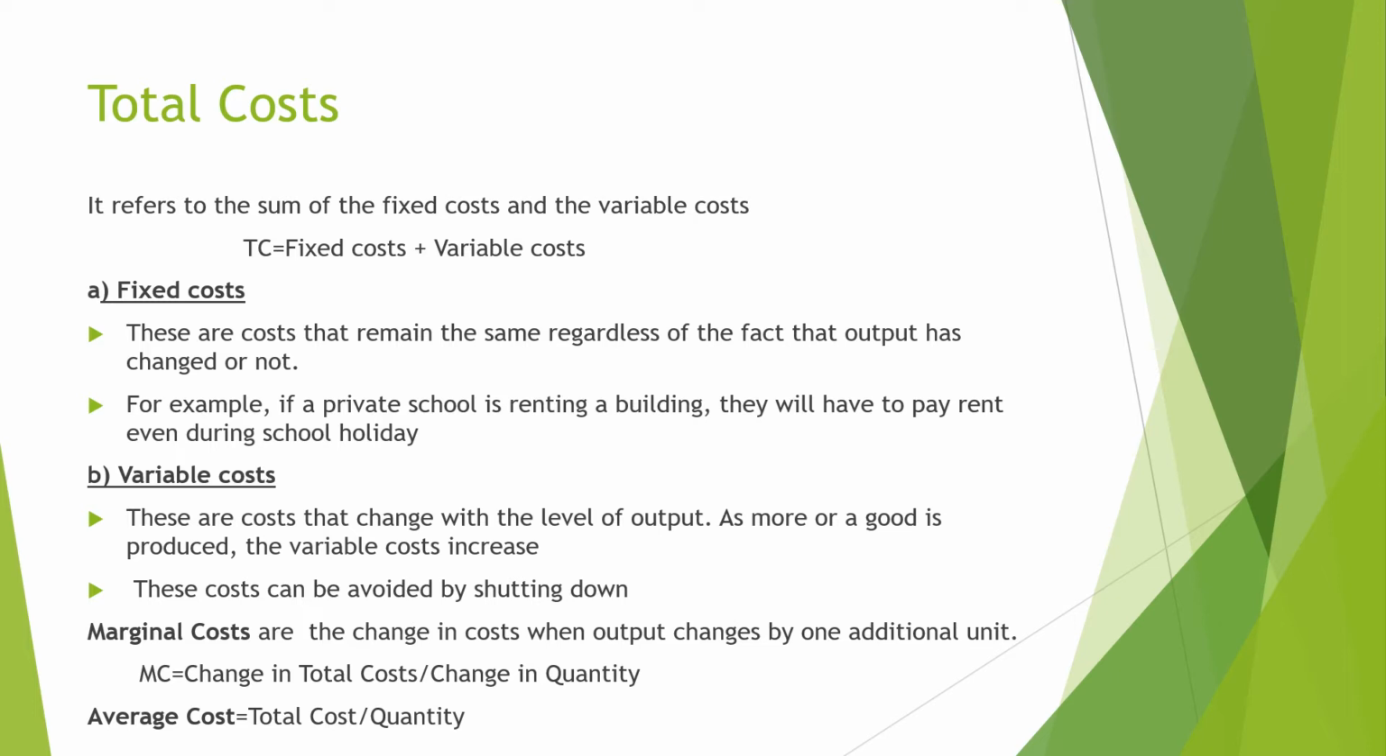Then we have marginal cost. Whenever we are talking about marginal in economics, we are referring to an additional. So if it's marginal cost, it means that it is an additional cost which is incurred after a change in a unit of output. And then we also have average cost. When we are talking about average, we are talking about per quantity. So average cost is total cost divided by the quantity.